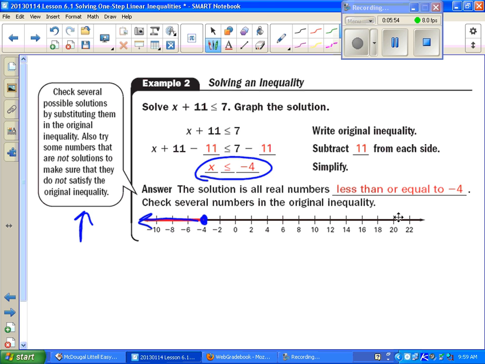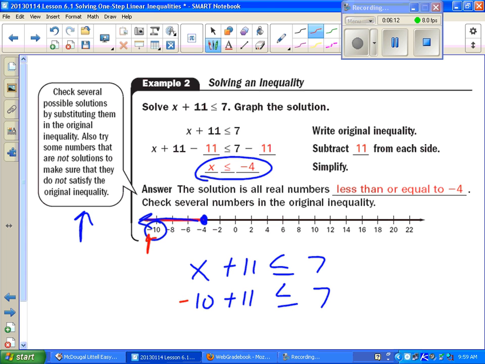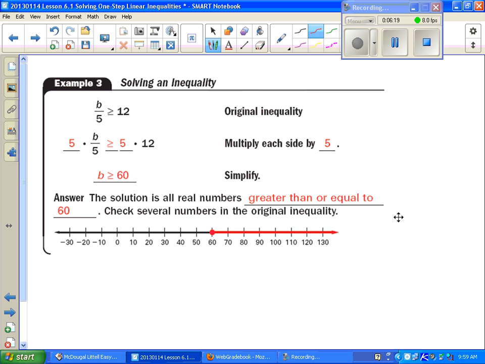So just say we use -10. If you plug them in, x plus 11 is less than or equal to 7 becomes -10 plus 11 is less than or equal to 7. It's not +10, it's -10. This is 1 is less than or equal to 7. That's a true statement. That's how you can check it.